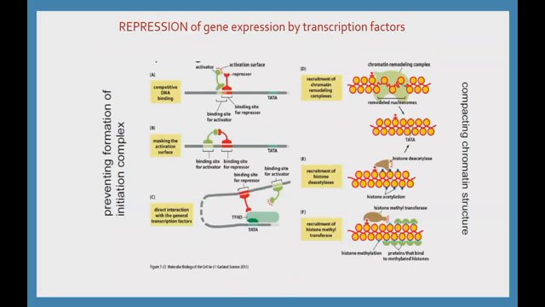So we talk a lot about activation. Here is a scheme summarizing the mechanism of repression. Repression acts at the same level, the level of gene accessibility and gene expression, so transcription. Here you see all the effects that repressors can have on the formation of an initiation complex, allowing the RNA polymerase to work.